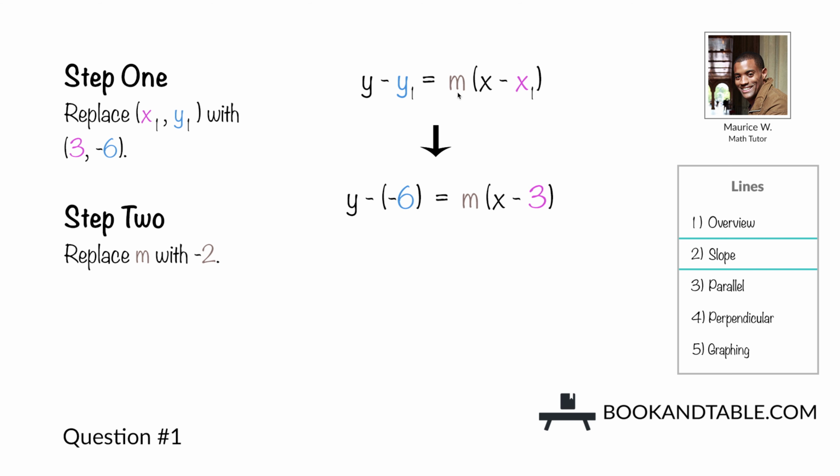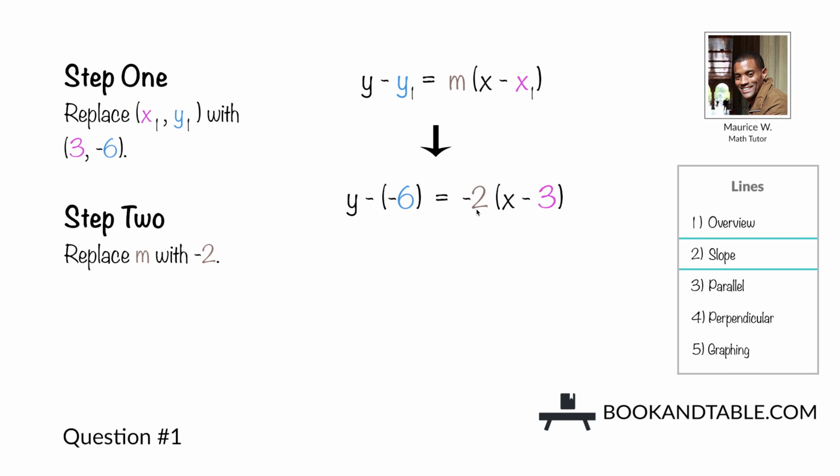So step 1, replace x1, y1 with 3 and negative 6. So we get y minus negative 6, that will wind up being y plus 6, is equal to m times x minus 3. Our x is positive 3. x minus positive 3 is x minus 3. Step 2, replace m with negative 2, the slope. So this is what we are left with.